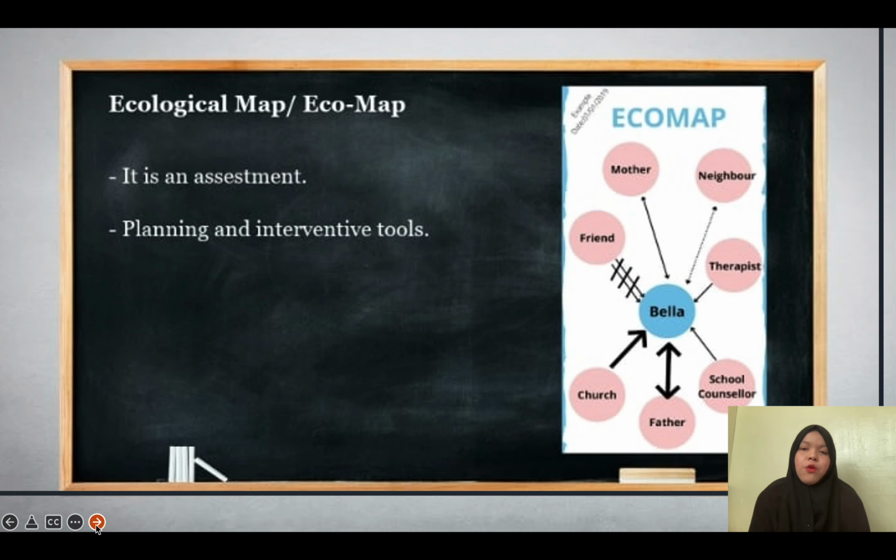So there is also what we call an eco-map, or ecological map, by Ann Hartman. This is an assessment or planning and interventive tool. It is a paper and pencil simulation. The worker and the client actually draw a map showing the major systems that are a part of a family's life and the nature of the family's relationship with the various systems. So, as you can see in the given example, each line has a meaning.